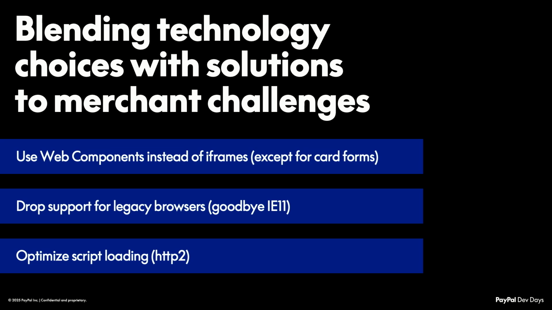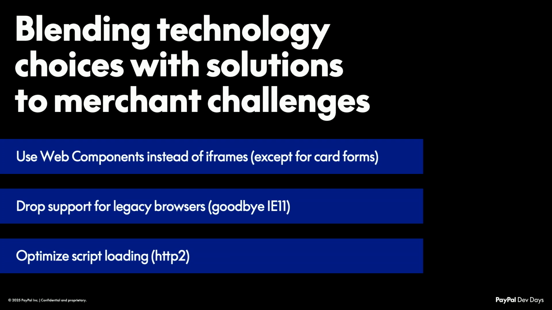Web components are a native thing built into the browsers. They are standardized. They also offer a feature called Shadow DOM. So inside the web component, you can leverage Shadow DOM to isolate your CSS, make sure your styles don't bleed out into the merchant page and accidentally style something on their page. We still use iframes for card forms. We still like iframes, but we're only using them when necessary.